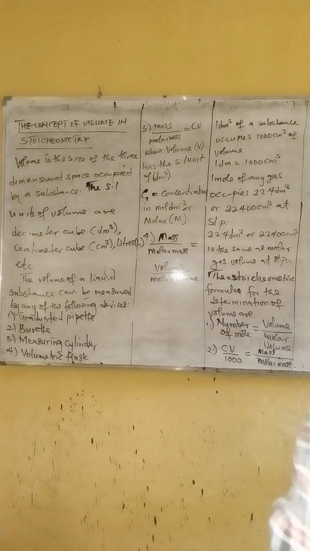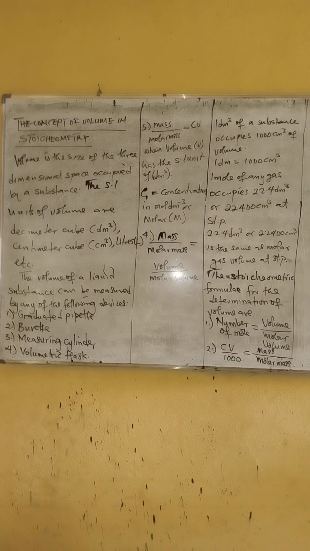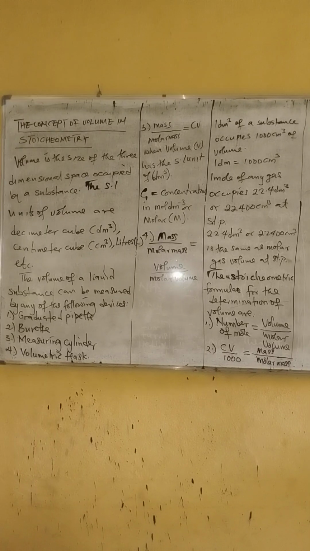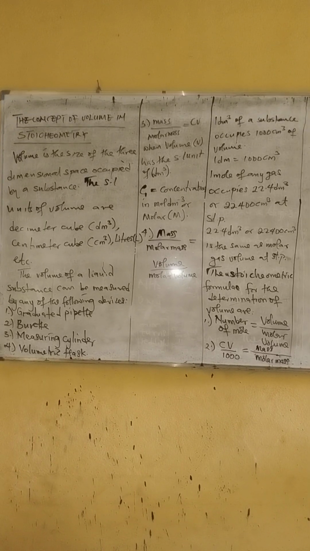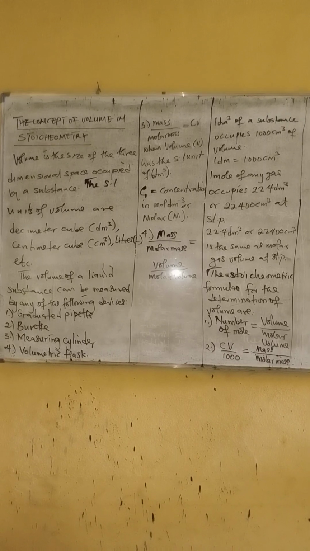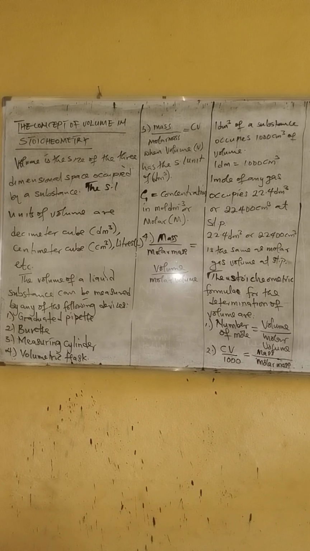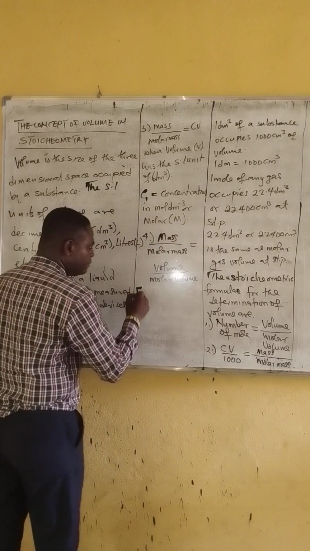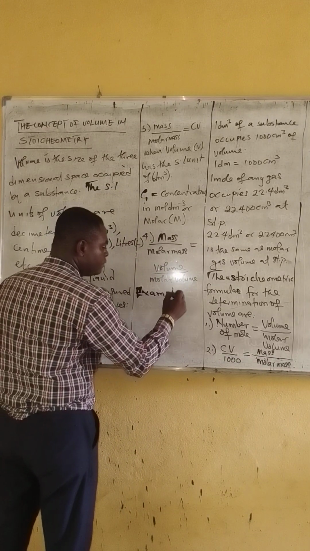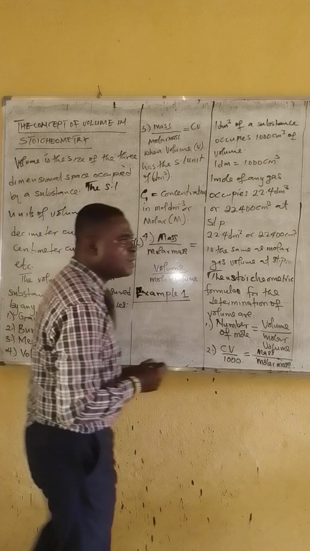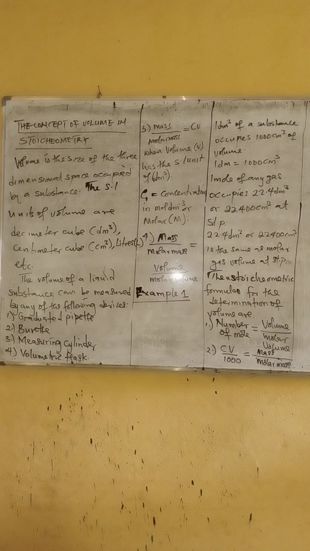Now, how do we use all these formulas we are talking about? Let's look at how we can use them. We look at example 1. In example 1, we want to see how we can use the number of mole. You are given the number of mole. You are given molar volume. You are asked to find volume.